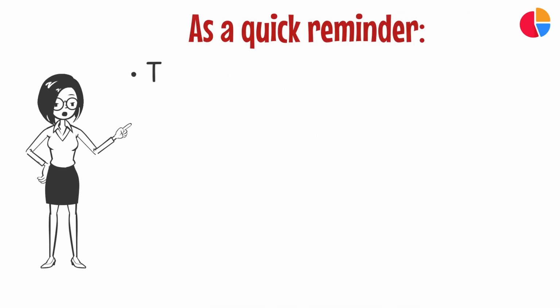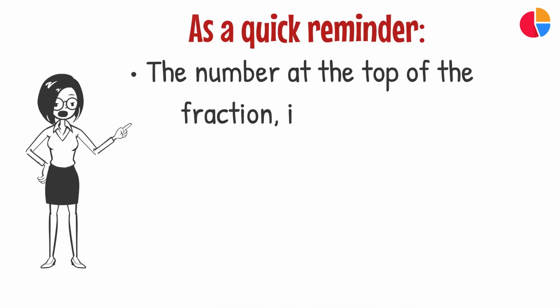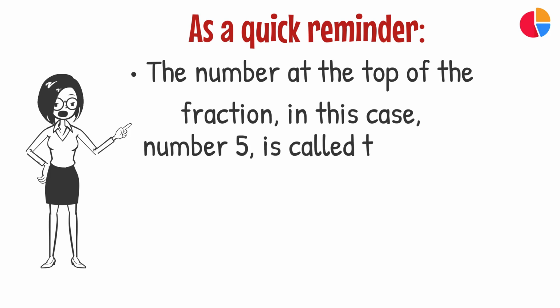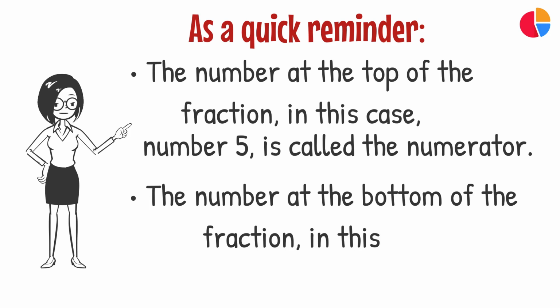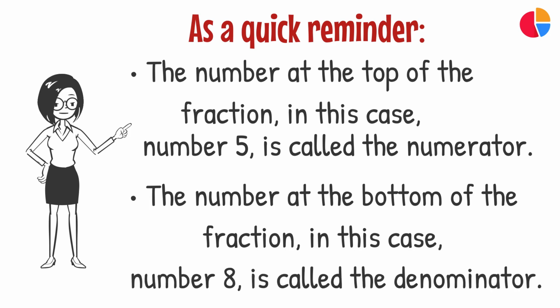As a quick reminder, the number at the top of the fraction, in this case, number 5, is called the numerator. The number at the bottom of the fraction, in this case, number 8, is called the denominator.